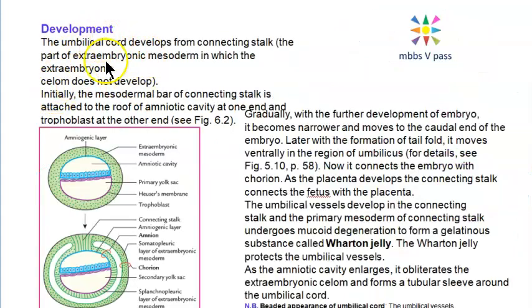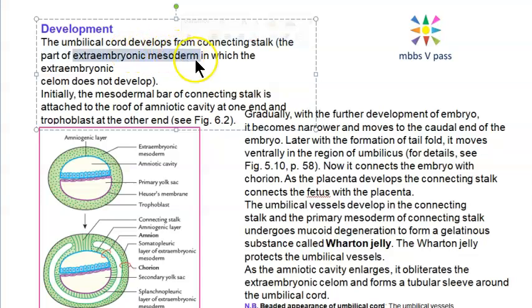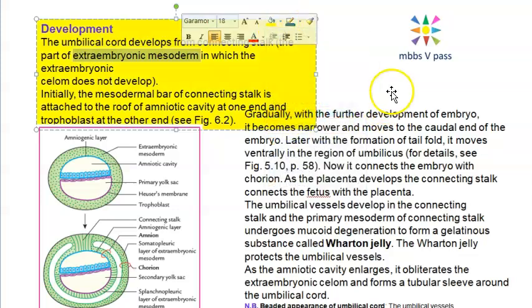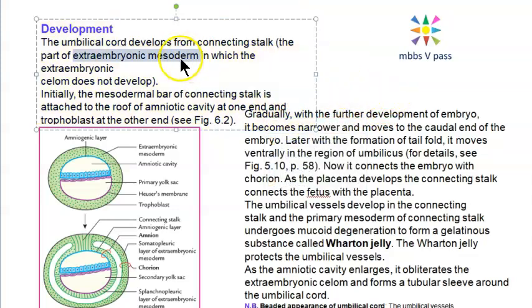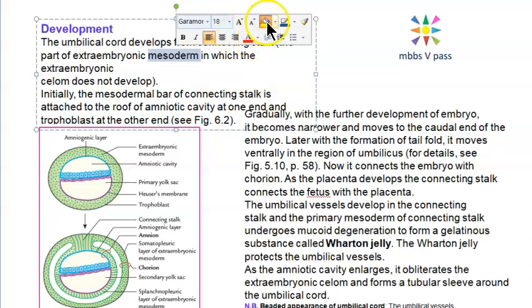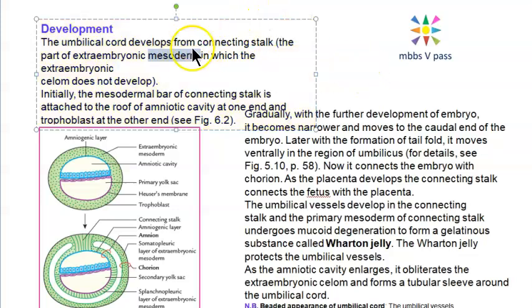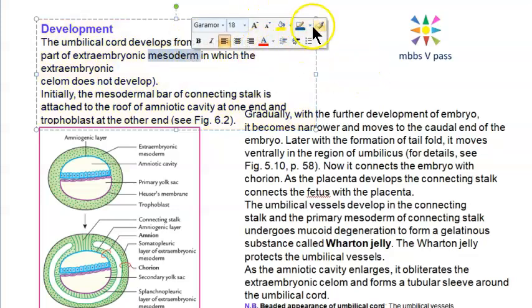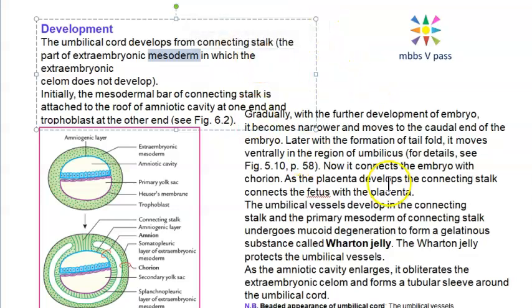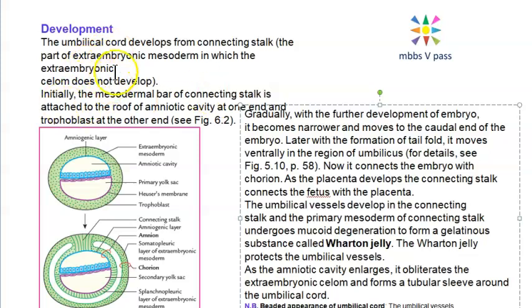But what have they asked here? The development of the umbilical cord. So basically it develops from the connecting stalk part of the extraembryonic mesoderm. Mesoderm, this is the word that you have to focus on. What is it? Mesoderm. I don't want to highlight the entire thing. Only this mesoderm I wanted to highlight, but I'm not able to highlight because I'm clicking on some wrong button, isn't it, people? I really don't know how to highlight only this word. Okay. So mesoderm, umbilical cord.